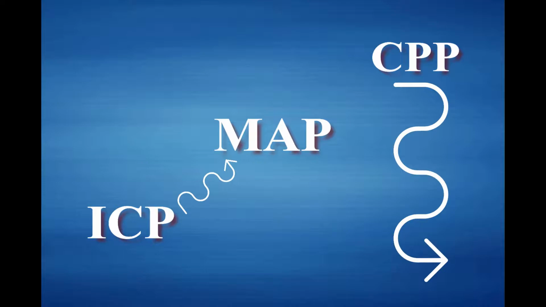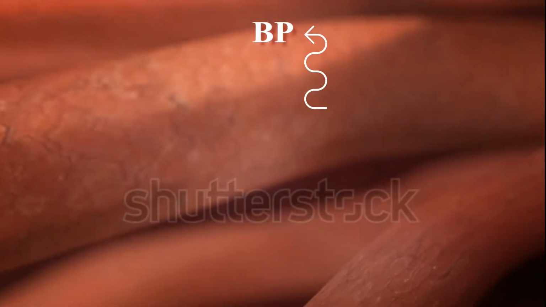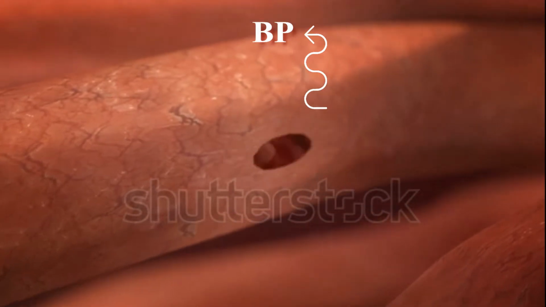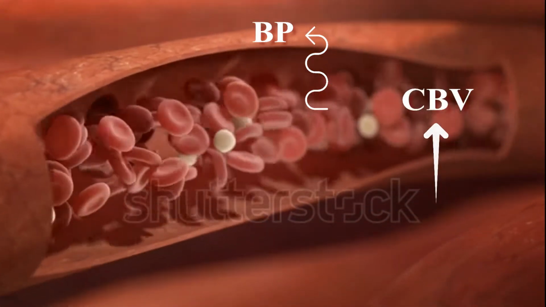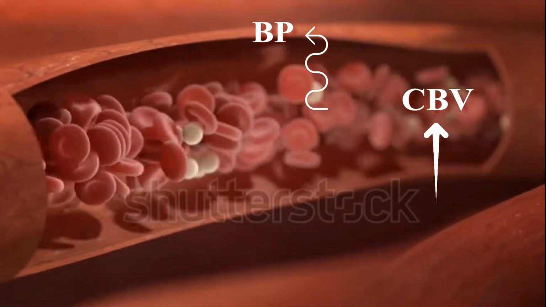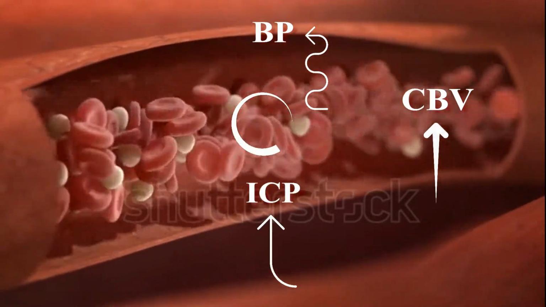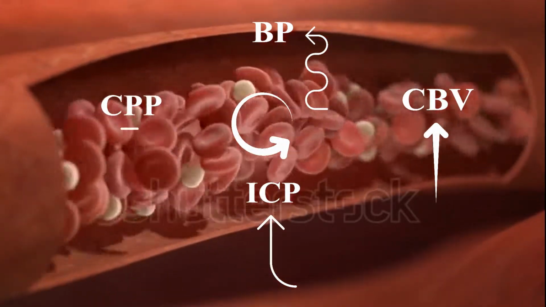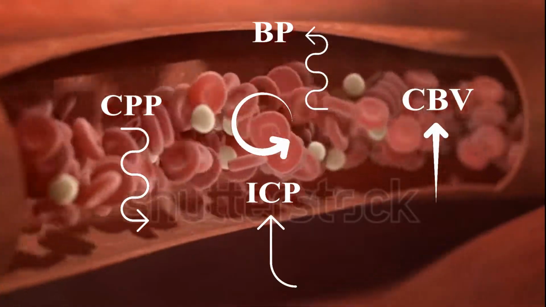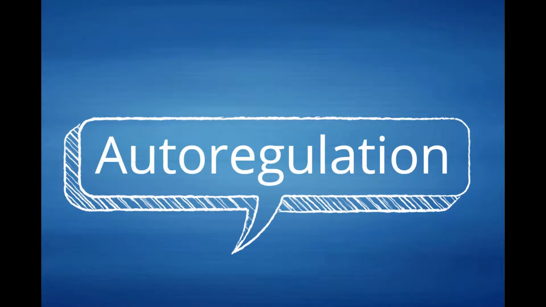Now, the body responds to this fall in cerebral perfusion pressure by raising the blood pressure and dilating the cerebral blood vessels. This increases the cerebral blood volume, further worsening ICP and starting a vicious cycle that's going to lower that CPP even further. Now, the brain has an intrinsic ability to autoregulate. This is what's called cerebral autoregulation.